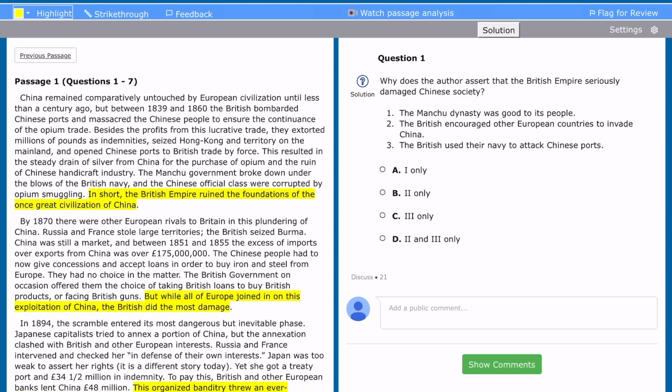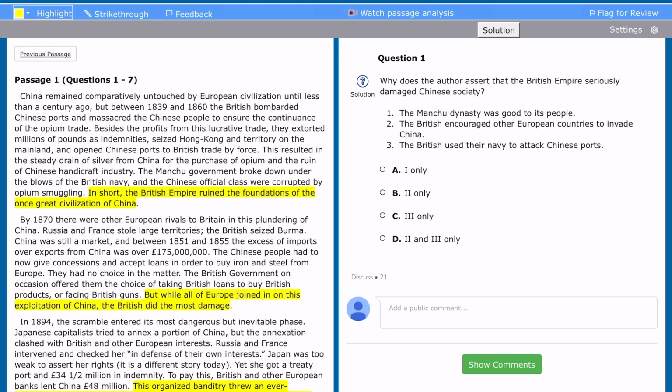And then also, the Manchu dynasty is brought up at the beginning, where it says the Manchu government broke down under the blows of the British Navy. But again, it's never really stating that the Manchu dynasty was good to its people and that the British somehow impacted this good dynasty and brought on a bad one. Although the British Empire did damage Chinese society, it says no positive thing about the Manchu dynasty, so we can eliminate one.